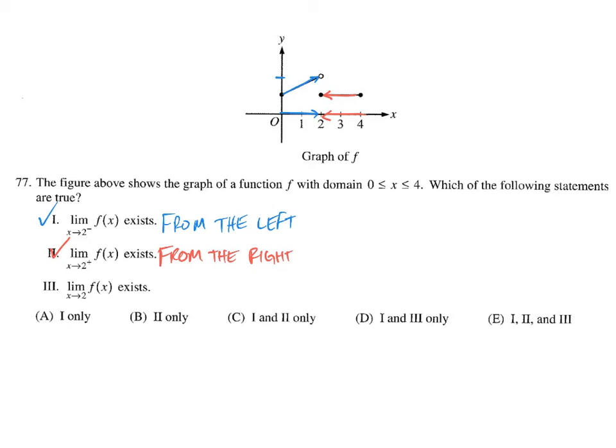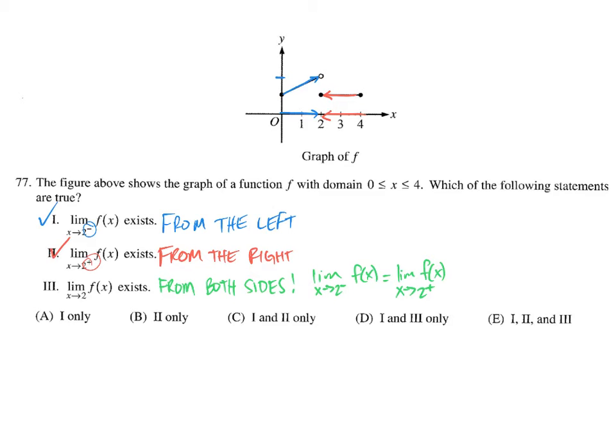Alrighty, now this last part says the limit exists as x approaches 2. This doesn't have a direction on it, like the others did. So this is just talking about from both sides. So that means the limit as x approaches 2 from the left has to be equal to the limit as x approaches 2 from the right. So they both exist, but are they equal to each other?